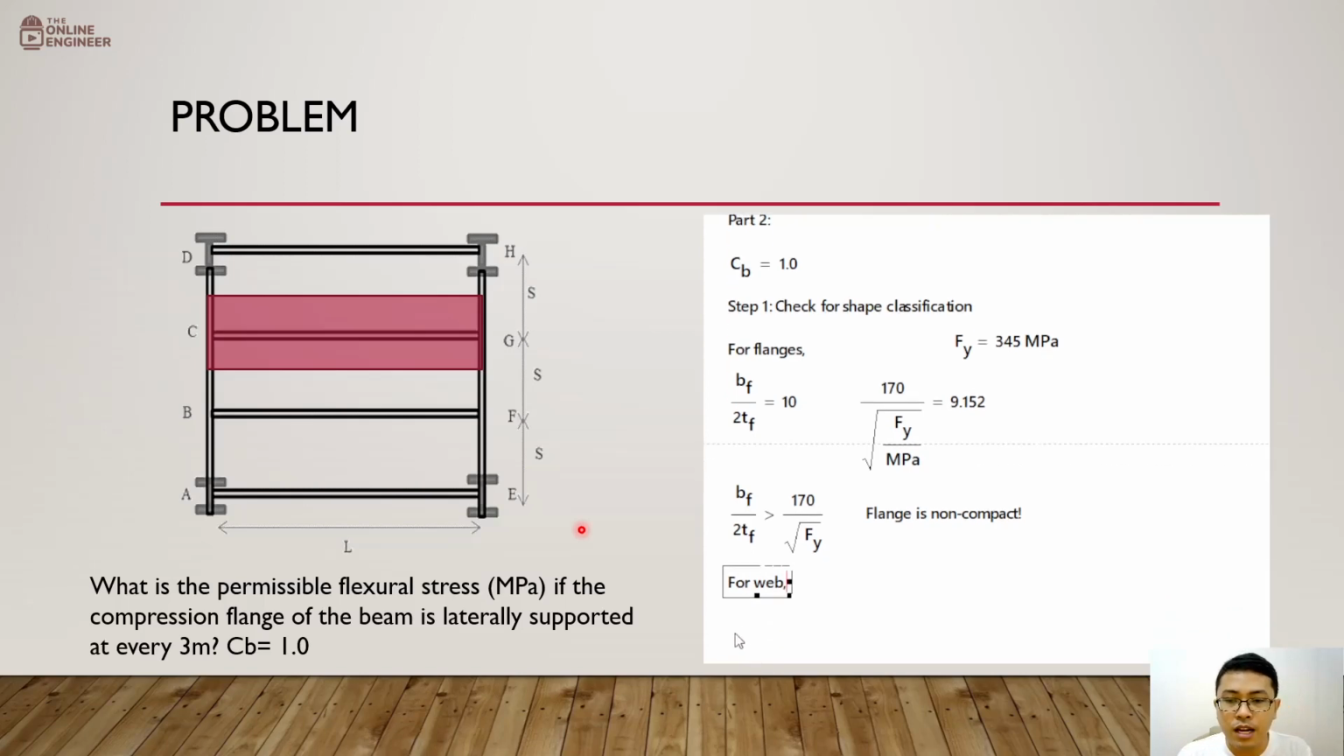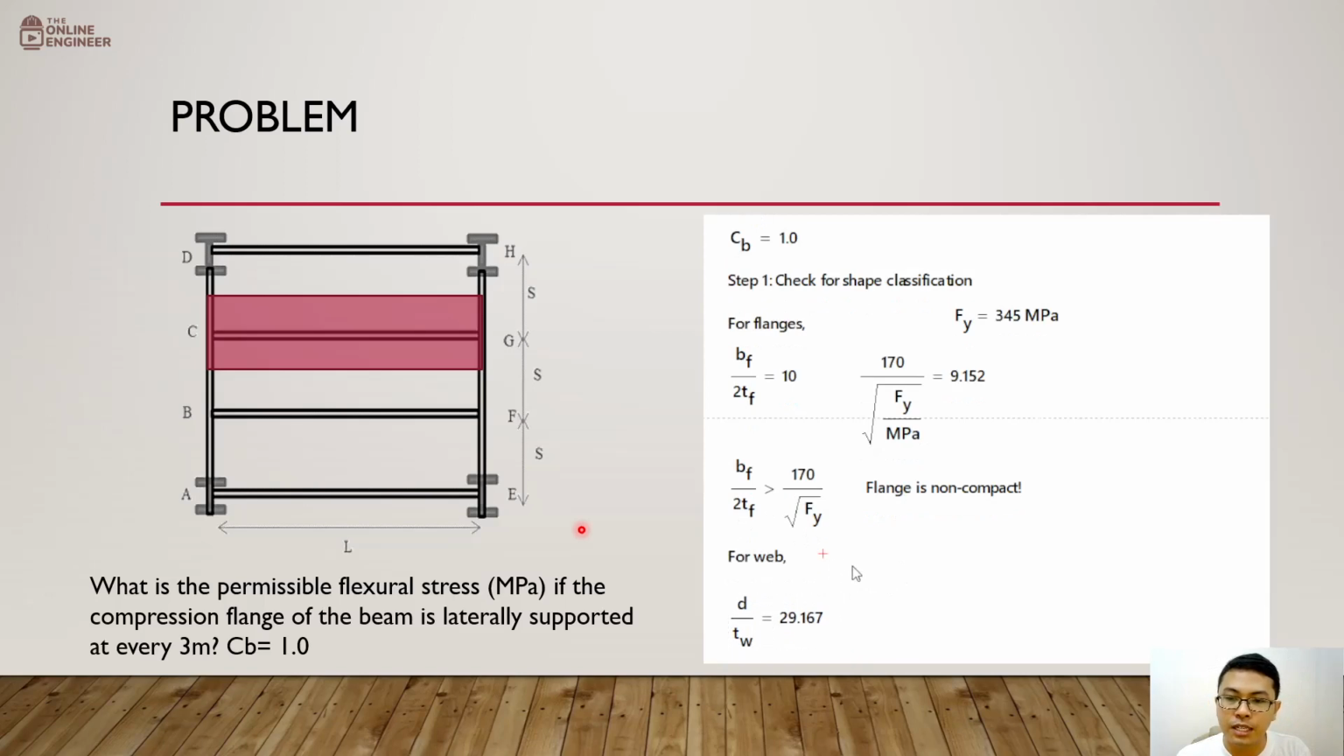For the web, our limit or our width to thickness ratio is D over TW. Once again, these two values are given in our introduction part. So we have there defined the depth, it's 350 mm, and also TW here, in terms of mm, that would be 12 mm. Now we have a limit.